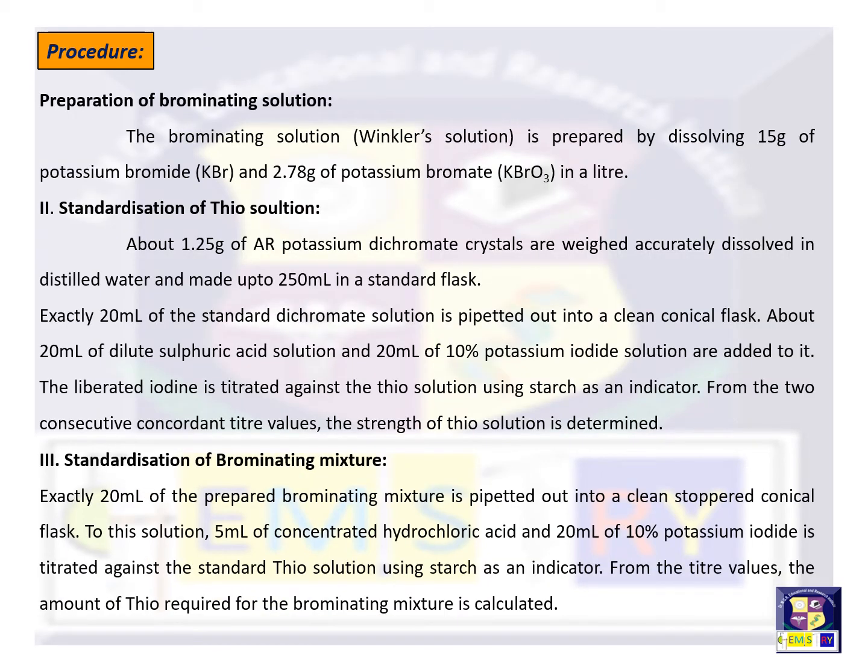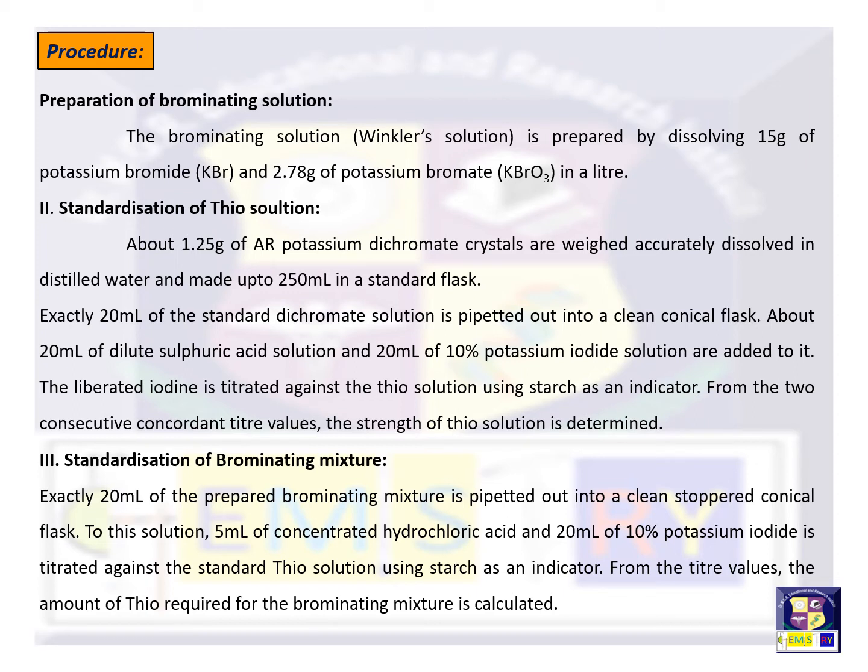Now we will go on to the procedure. First we need to prepare the brominating solution. As we said earlier, the brominating solution or the mixture is prepared by mixing potassium bromide and potassium bromate. We take 15 grams of potassium bromide and 2.78 grams of potassium bromate for 1 liter. Both are mixed and made up to 1 liter using water. This solution is also called Winkler's solution.